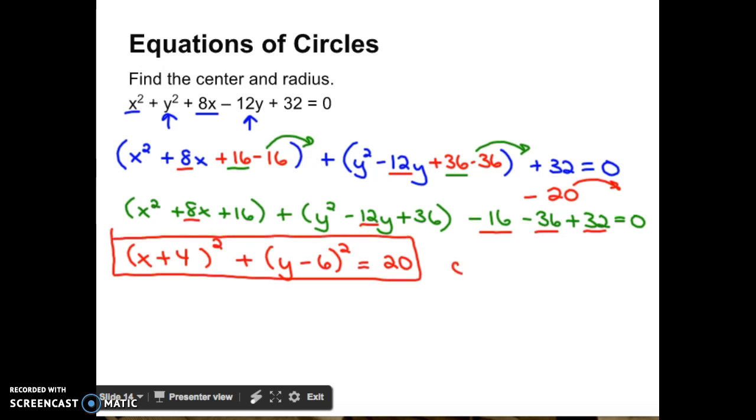So based on that, okay, your center is negative 4, positive 6. And your radius is the square root of the number at the end, so square root of 20, which if you simplify it is 2 radical 5. Okay, and that's what your answer would be. So again, if you follow these steps, it's not hard to rewrite it. You just got to be able to write this as something squared in the middle.